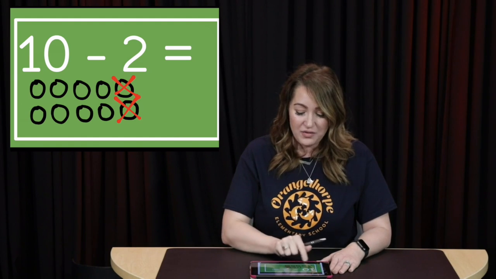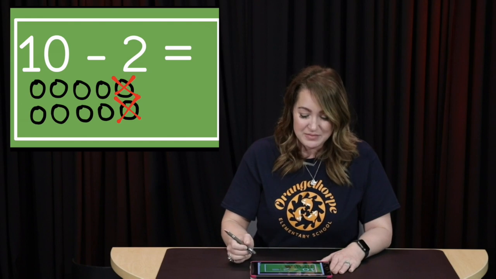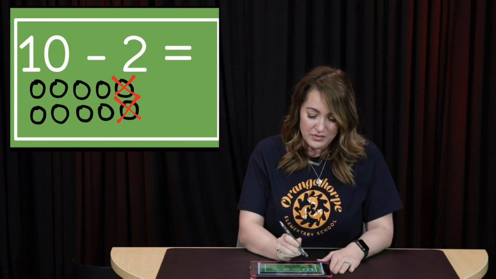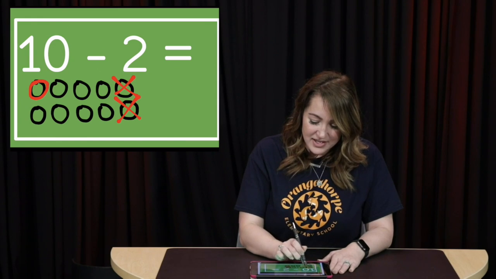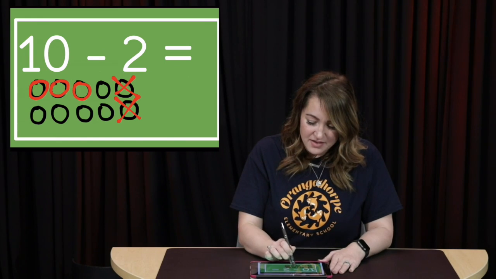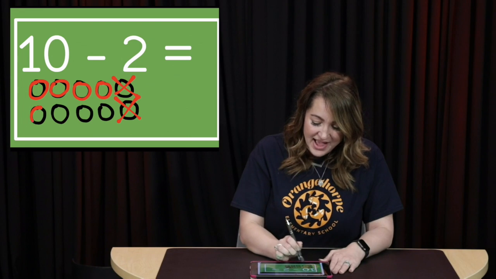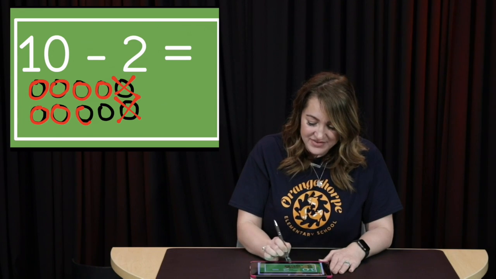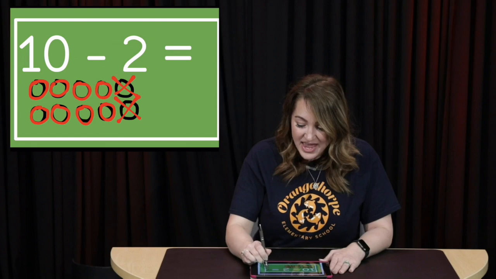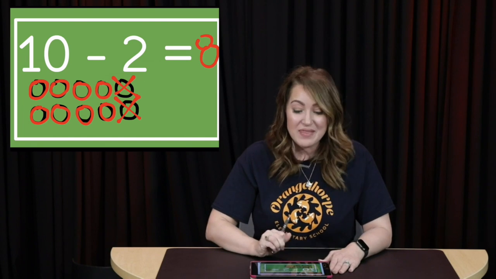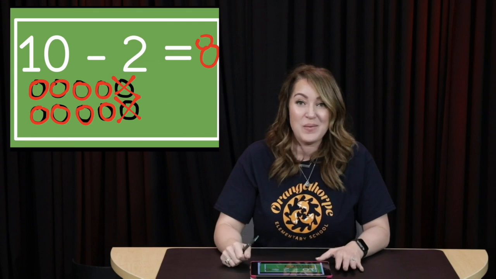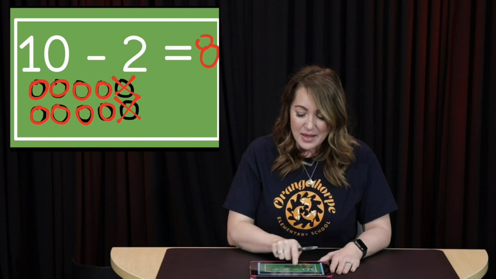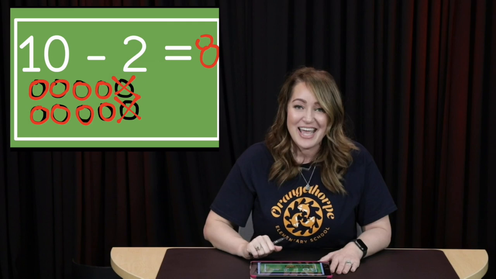Now you can try counting back from 10 two numbers to see what you get, but for me, I like to count all the objects that I have left. So let's count them together. I'm going to recircle them this time. Ready? 1, 2, 3, 4, 5, 6, 7, 8. I have 8 left. It's really important that you don't count the ones that you put an X on because you're taking them away. All right, so 10 minus 2 equals 8.